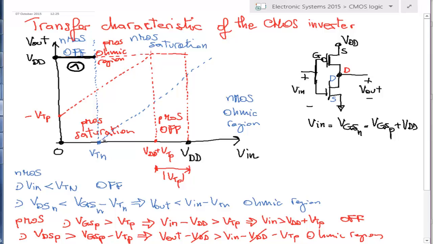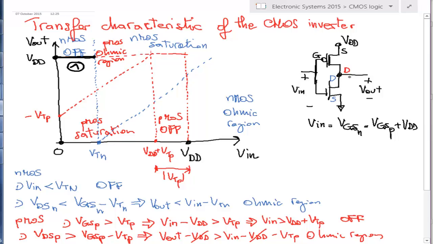Then, when V in becomes larger than VTN, something happens, because the Nmos goes from the off state to saturation, right? So the Pmos is in the ohmic region. You can see here. So what happens? Of course, what happens is that current can flow from VDD to ground. Okay? If current can flow, we have a voltage drop between the source and the drain of the PMOSFET, and therefore V out starts to go below VDD.